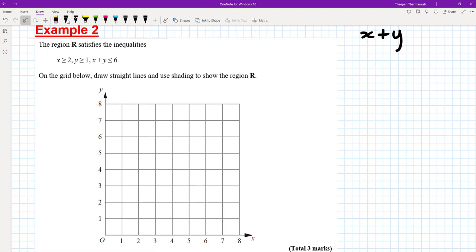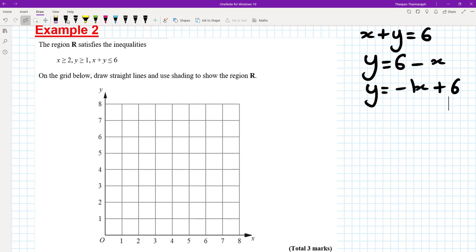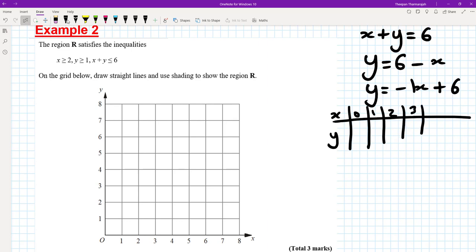So x plus y equals 6. I need to make y the subject. So I get y equals 6 minus x, or another way of looking at this is -1x plus 6. If I look at my x values, I can draw a small table here. I've got x and y, and x goes from 0, 1, 2, 3, 4, 5, 6, 7, and 8.